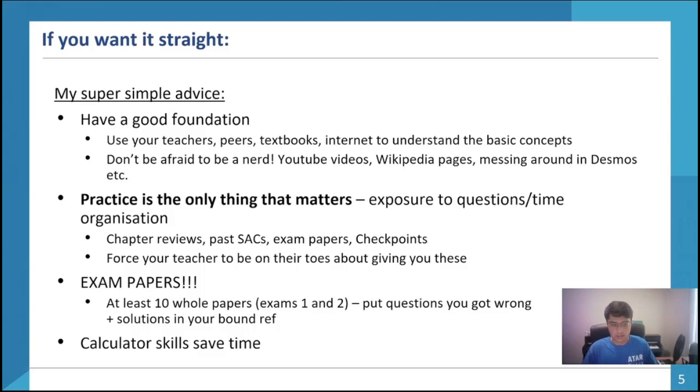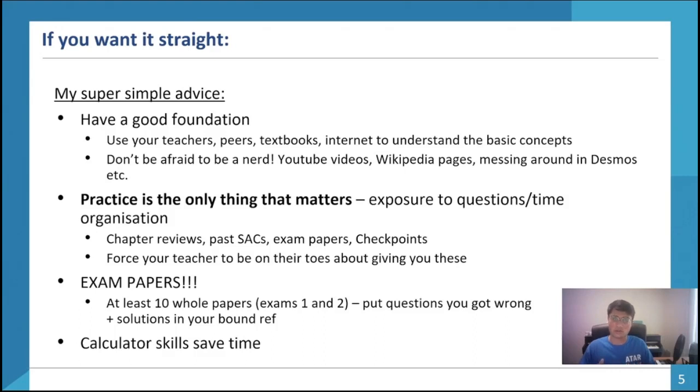So throughout the year, chapter reviews, past SACs, exam papers, checkpoints, force your teacher to be on their toes about giving you all of these different resources. It goes without saying, make sure you do exam papers leading up to your exam, at least 10 whole papers. That's what I did personally. And make sure that you also put questions that you got wrong with their annotated solutions in your bound reference. I'll go into a bit more detail with the bound reference at the end of the lecture, but make sure you do that.